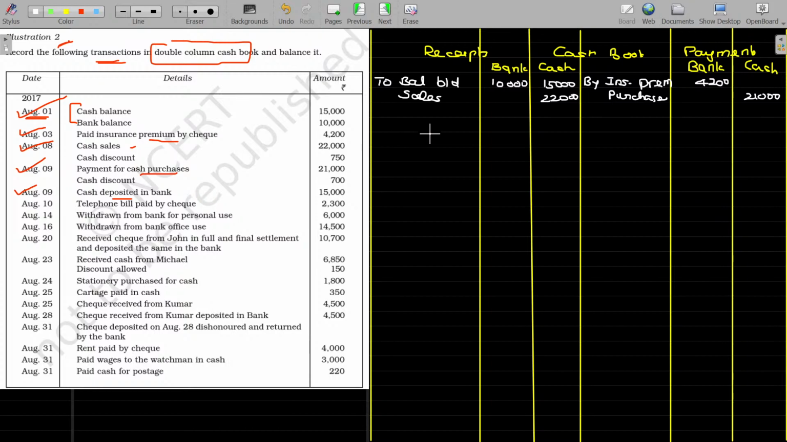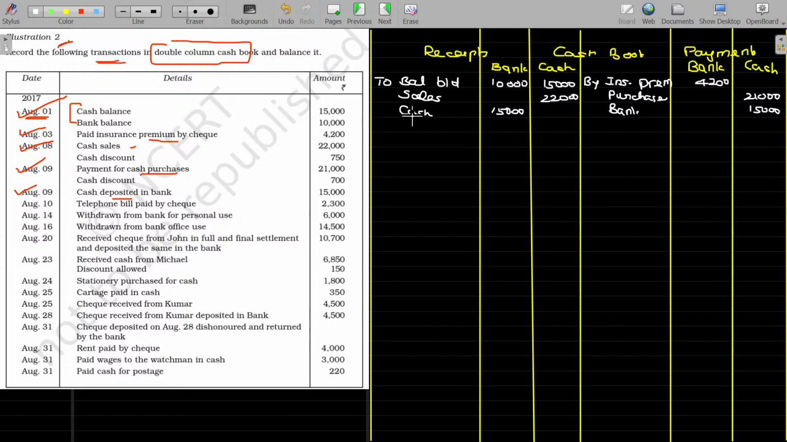For the bank, it is a receipt. For the cash, it is a payment. Under the cash, I name this as bank. Under bank, I name this as cash.